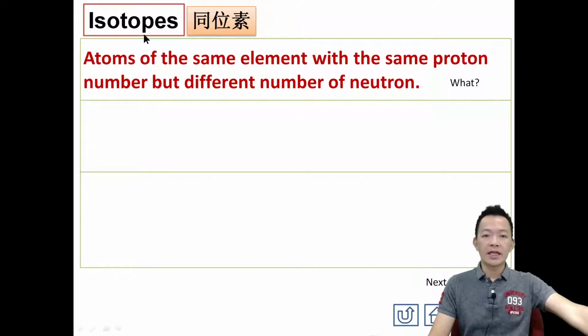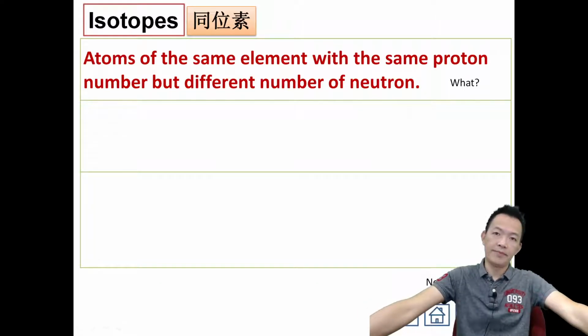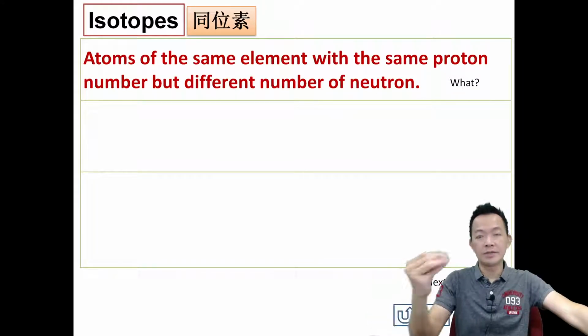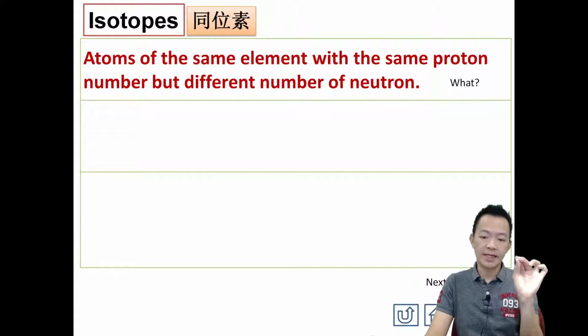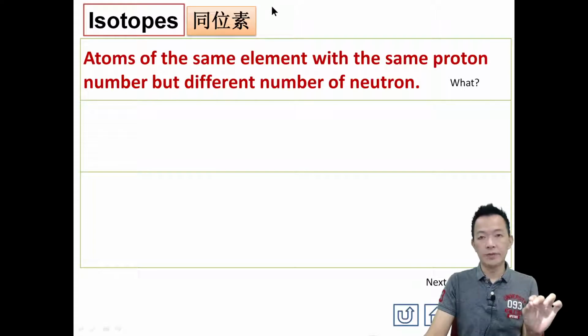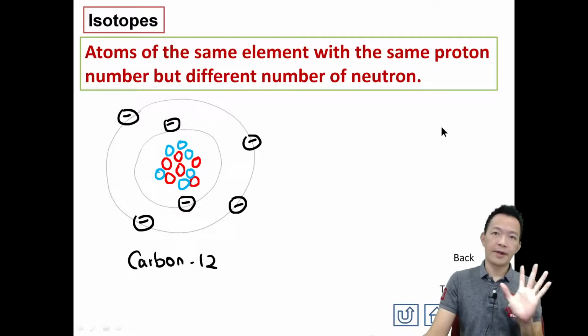I read for you. Atoms of the same element with the same proton number but different in the number of neutrons. So this is what we call isotope. The sentence is correct, but if you do not understand, you don't know how to write it the next time. So now we have a look to understand what an isotope is. Once you understand, you can write it.